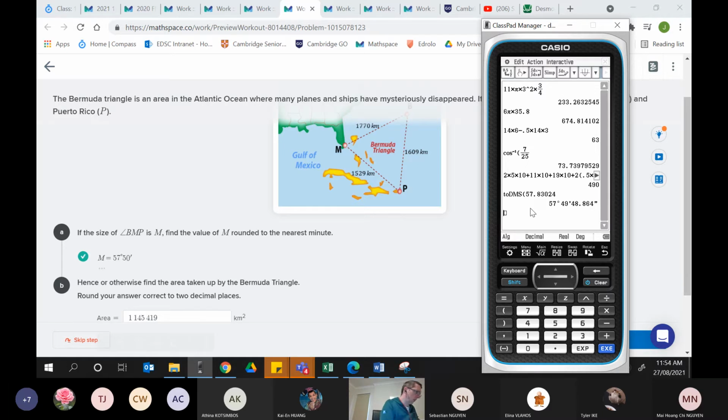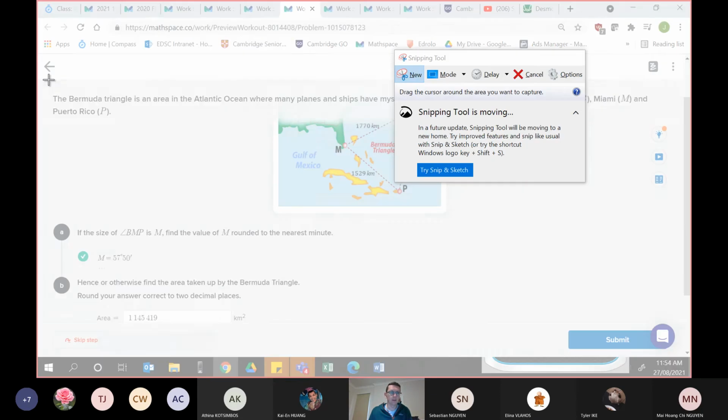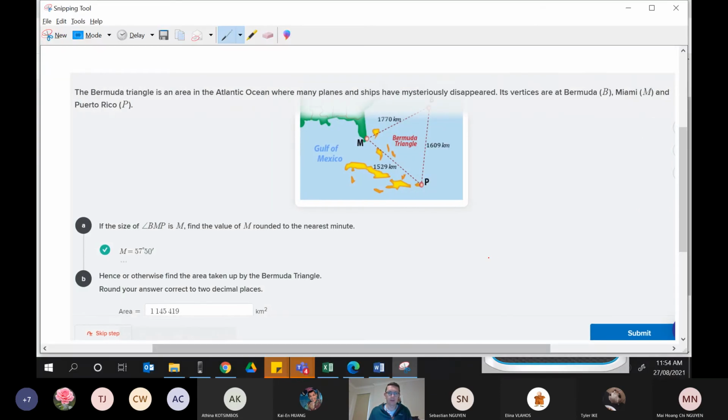It's a sine one. Where are we? So we want... What do we got? We're going to use the rule. Let's take a snippet of this. So I'm going to use the rule with, where's my pen? Oh, there it is. Okay.